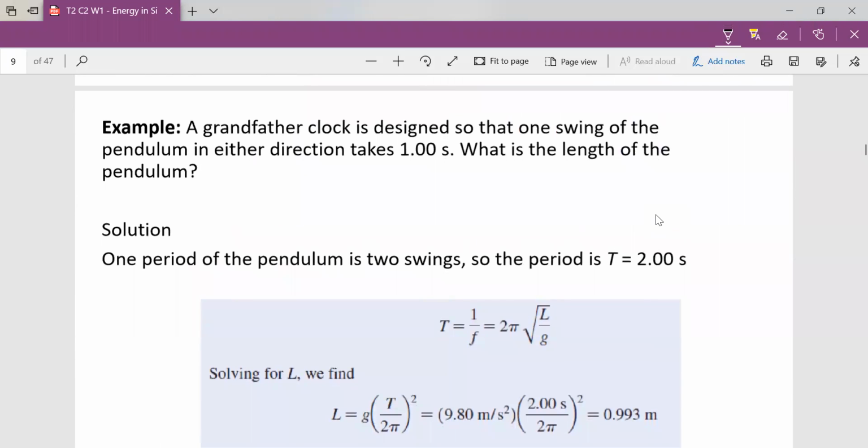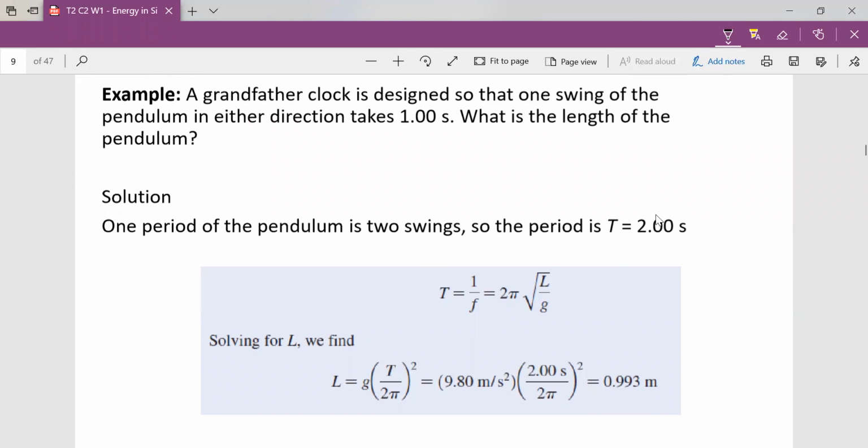Let's see an example. A grandfather clock is designed so that one swing of the pendulum in either direction takes 1 second. What is the length of the pendulum? One swing in either direction takes 1 second. That means the total period is 1 plus 1. One swing in one direction is 1 second, so 1 plus 1 gives you 2. That is the full period for that cycle.